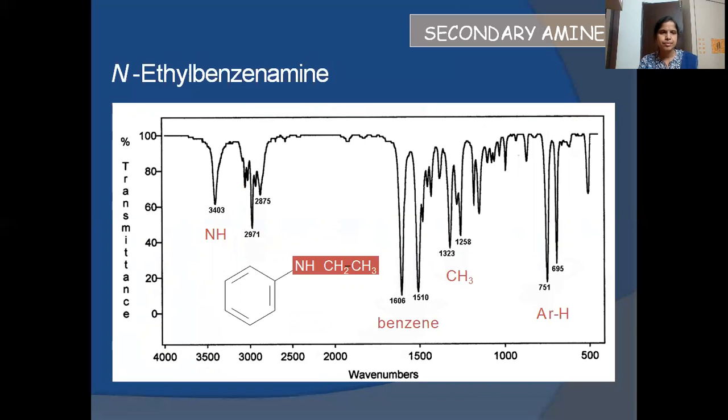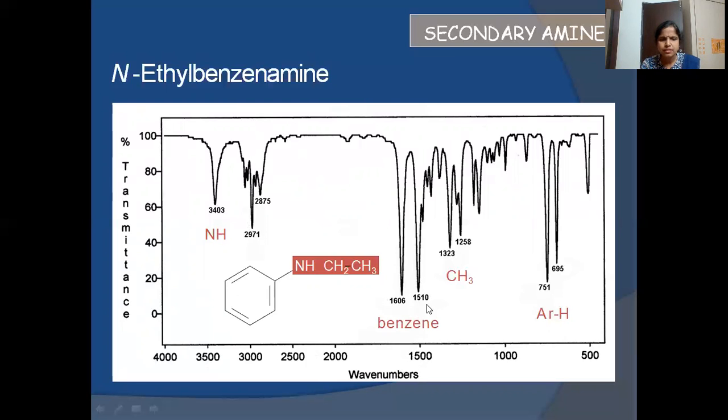Now this is a secondary amine, N-ethyl benzenamine. Here you can see again there is only one band, right, at 3403. So this one band indicates that it is a secondary amine. And one more thing, it is an aromatic. Just above 3000 we have to find these peaks, but it is not clear in this.